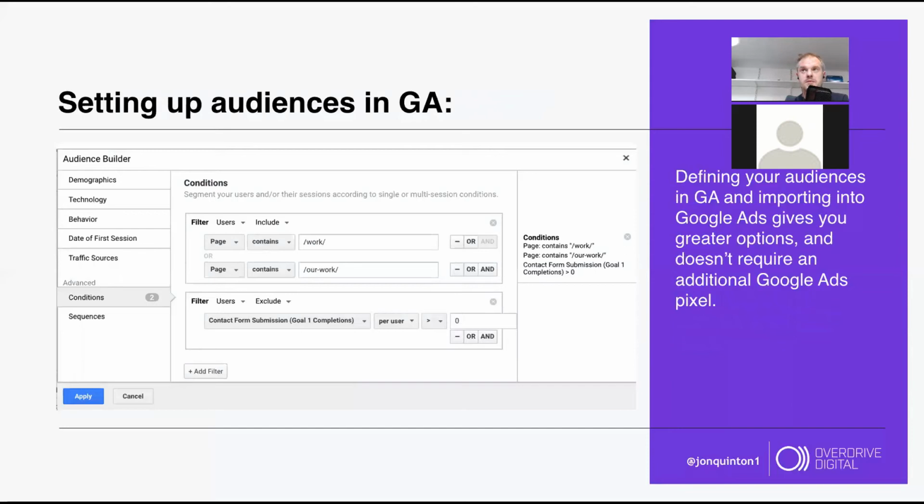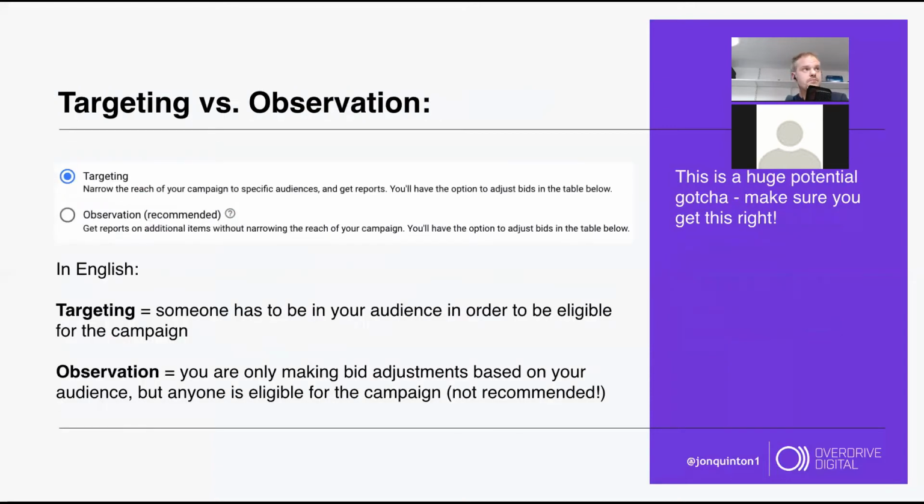If you build your audiences in GA, you get far more options. It's really easy to put together an audience. Like here, we're saying anyone who views our work, which is our case studies, and doesn't convert, put them in an audience. It means you only need the GA tracking. You don't need the Google Ads pixel. So it's a really easy setup.